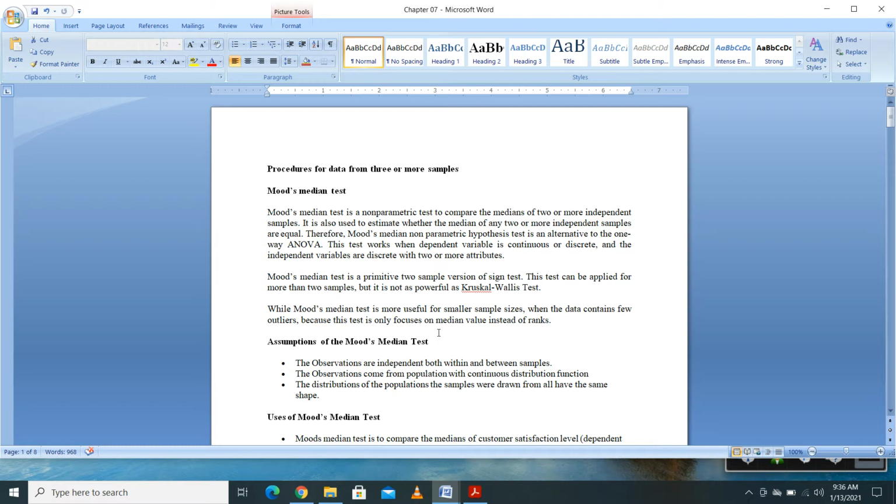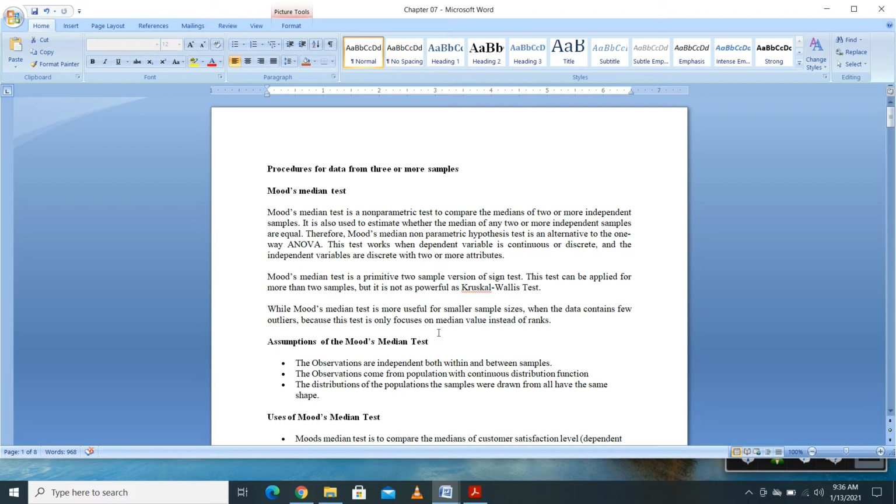Since we can apply this to two or more samples, but I would like to encourage you to apply the Mood's median test only for two samples, because when you have three samples, it's always better to apply the Kruskal-Wallis test because of the accuracy. The accuracy of the Kruskal-Wallis test is always greater than the Mood's median test.